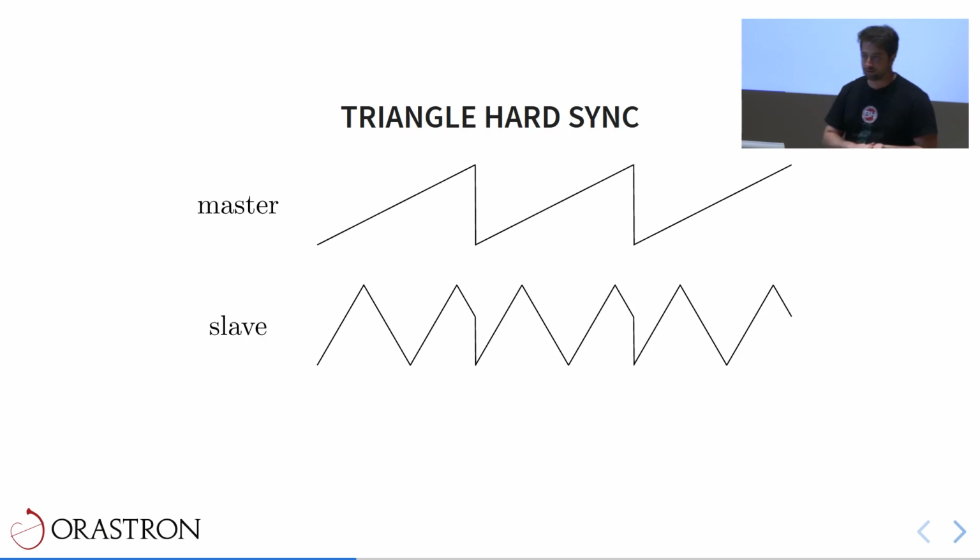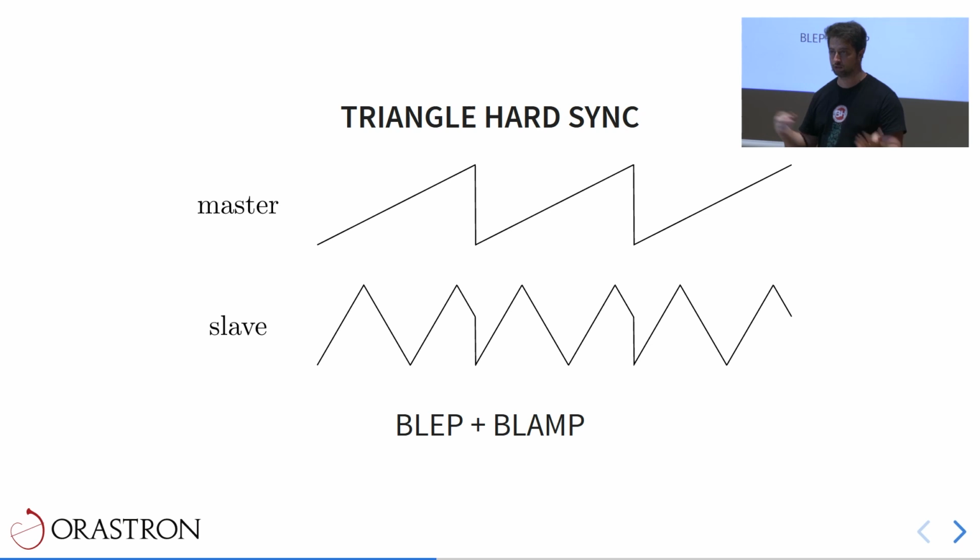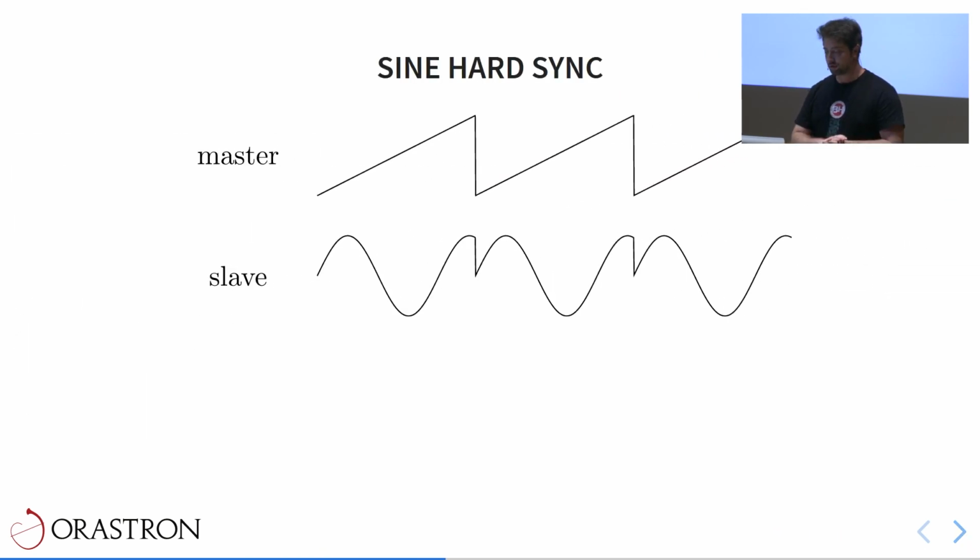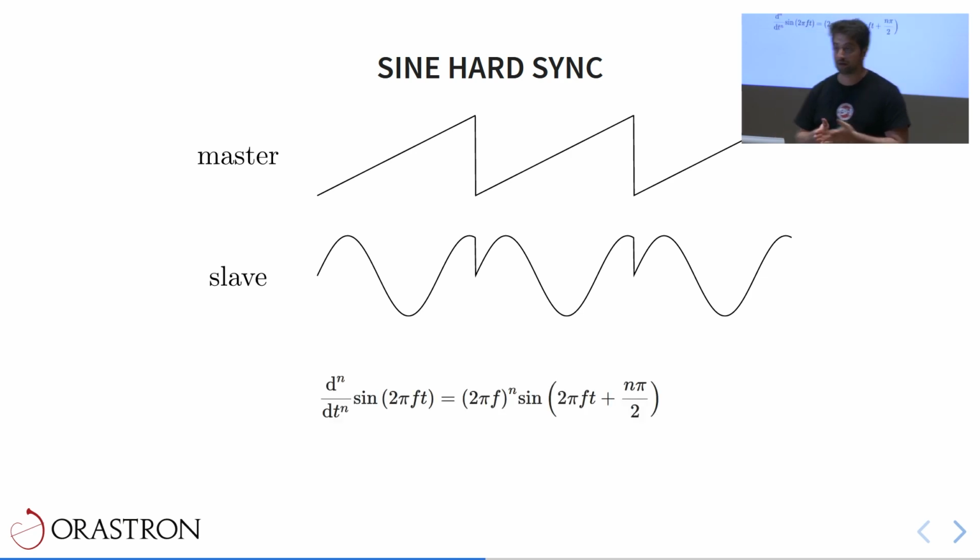So what happens if we do hard sync on a triangle? Well, we have two kinds of discontinuities this time. We have normal discontinuities on the triangular waveform itself, and discontinuities on the derivative of the signal. So essentially, we can combine the two techniques pretty easily, and we can still obtain our anti-aliased version of this signal.